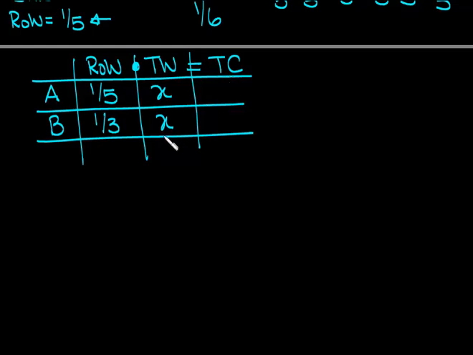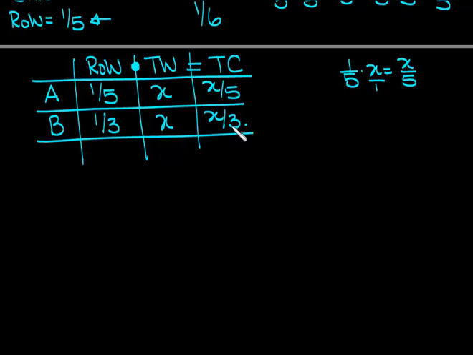So what is task completed? Task completed you get by multiplying across this row, just like we did with the distance-motion problems. If you take 1/5 and multiply by x, you get x over 5, because this is over 1. So you get x over 5. Similarly, we get x over 3.